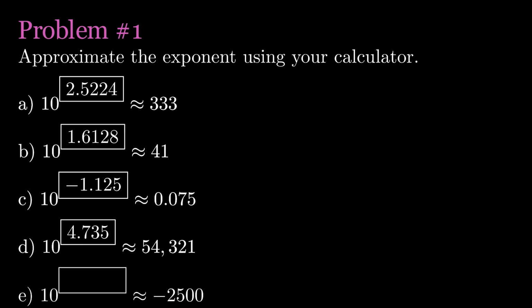And finally, in part E, we are looking for the power of 10 resulting in about negative 2500. Well, will any power of 10 ever be negative? No. So this one won't work. There is no exponent that imposed on the base of 10 would result in negative 2500, or really any non-positive number.